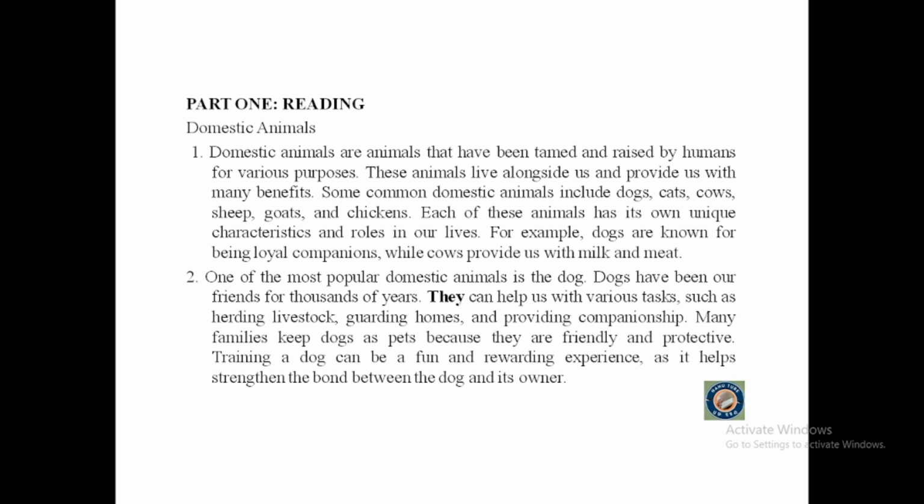The passage is titled Domestic Animals. Domestic animals are animals that have been tamed and raised by humans for various purposes. These animals live alongside us and provide us with many benefits. Some common domestic animals include dogs, cats, cows, sheep, goats, and chickens. Each of these animals has its own unique characteristics and role in our lives. For example, dogs are known for being loyal companions, while cows provide us with milk and meat.